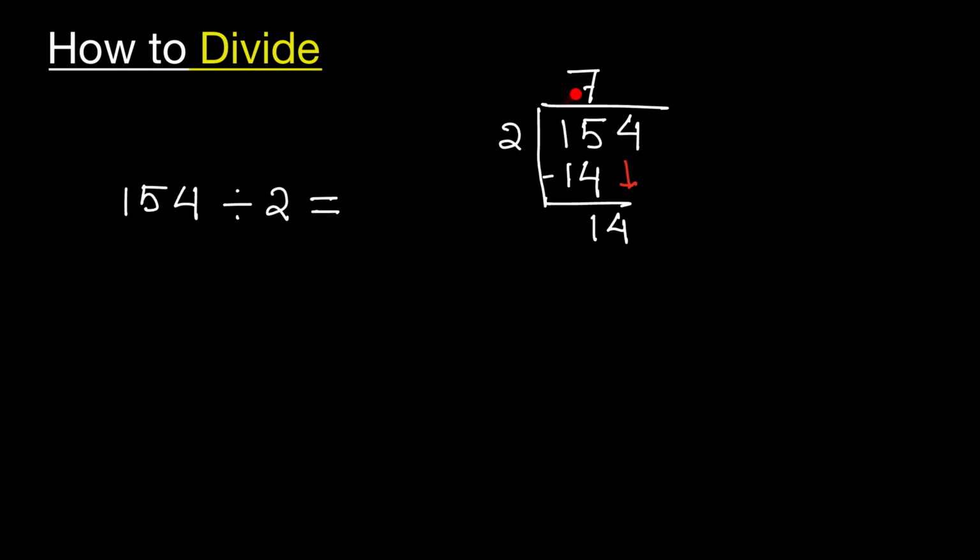Now we know that 2 times 7 is 14. Subtract, we get 0. As we have got the remainder 0, so we will stop. Therefore, 154 divided by 2 is equal to 77, and this is our final answer.